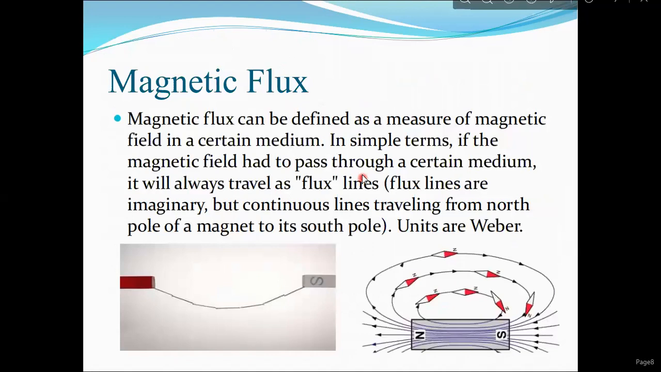Now, what's the magnetic flux? Magnetic flux can be defined as the measure of magnetic field in a certain medium. In simple terms, if the magnetic field had to pass through a certain medium, it will always travel as flux lines. Flux lines are imaginary lines, but continuous lines that travel from the north pole of a magnet to its south pole.